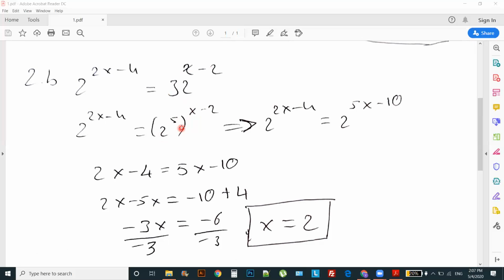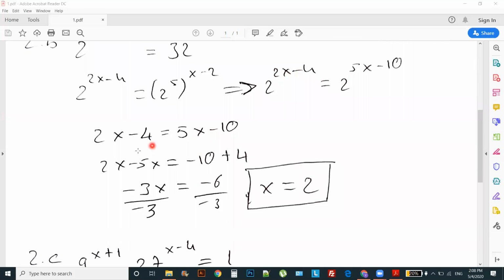And then remember the rule, the power of power will be multiplied. I'm going to rewrite it. 2 to the power of 2x minus 4 equals 2 to the power of 5 times x, which is 5x. 5 times negative 2 will be negative 10. So 2 to the power of 2x minus 4 equals 2 to the power of 5x minus 10. So again, as you can see, I have the same bases. Then I'm going to work out with the powers. So 2x minus 4 equals 5x minus 10.